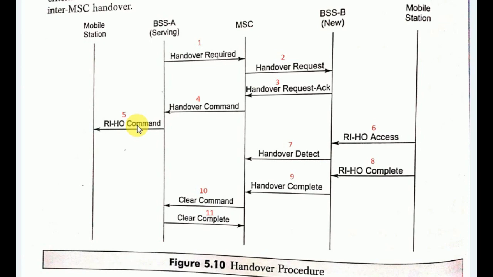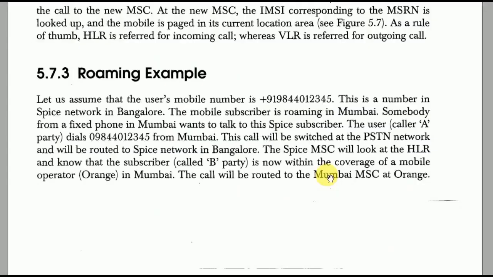The MSC in this case will terminate the procedure with the old BSS by sending a clear command. In this figure we can see the clear command message number 10 with cause handover successful. After receiving the clear command from the MSC, BSS A will respond with a clear complete message. So this is the handover procedure used in GSM.